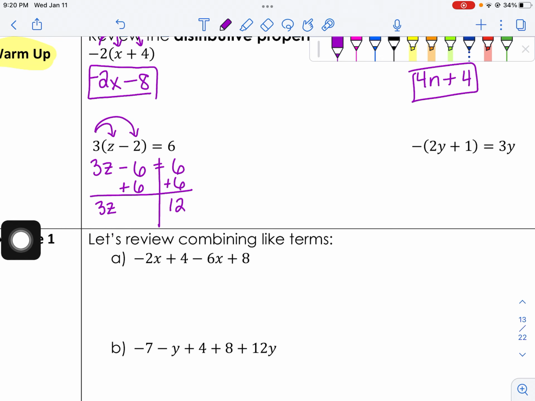So to get z by itself, I'm going to divide by 3. I ran out of room, but 3 divided by 3 will give me 1. So I'm going to get z equals, and 12 divided by 3 will give me 4. z equals 4 is my final answer there.